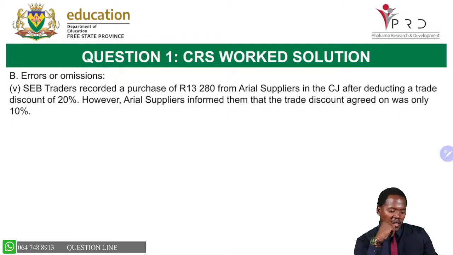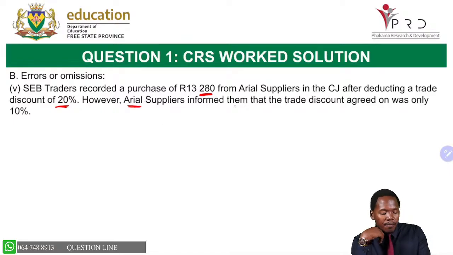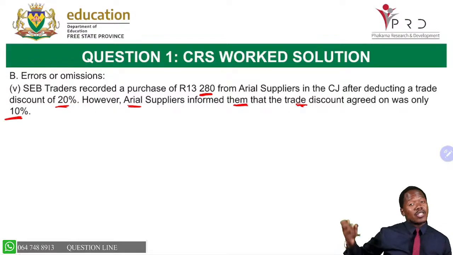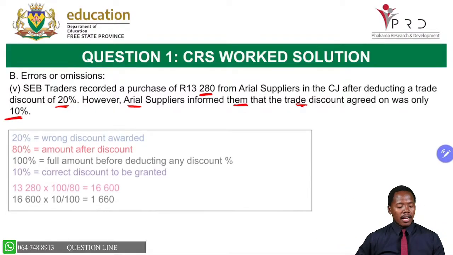Next transaction, errors and or omissions. SEP Traders recorded a purchase of 13,280, there is our figure, from Aerial Suppliers in the CJ after deducting a trade discount of 20%. However, Aerial Suppliers informed them that the trade discount agreed on was only 10%, meaning we gave ourselves more discount, meaning we subtracted too much. We need to correct that. Let's look at the elaboration on this.